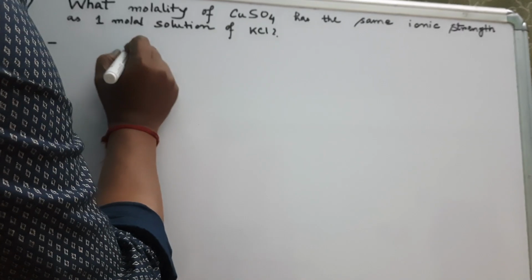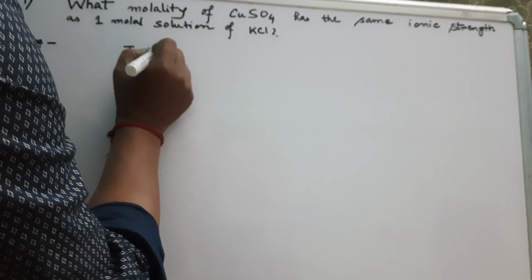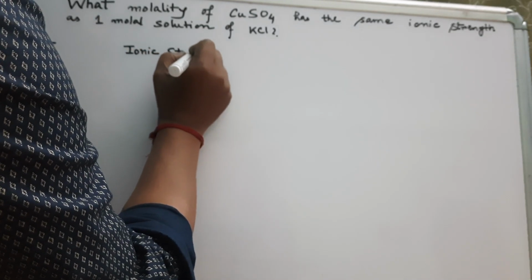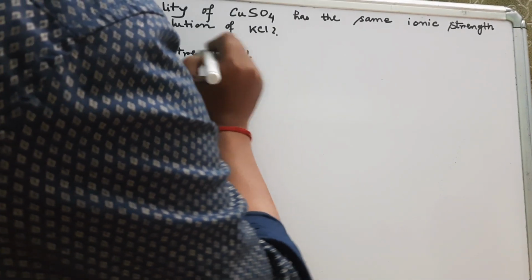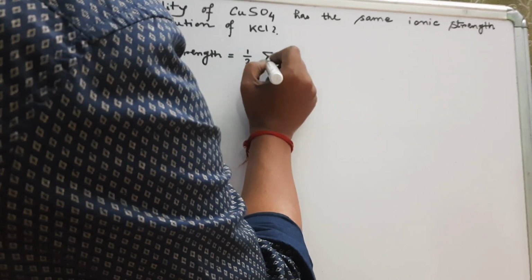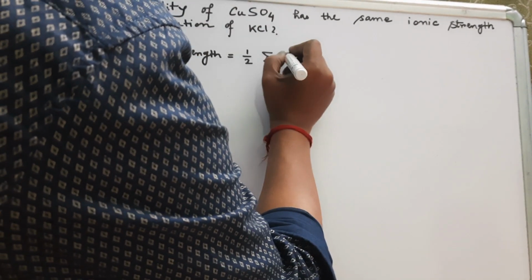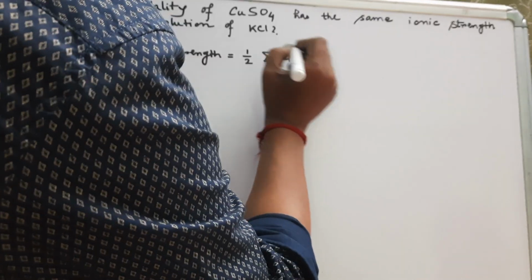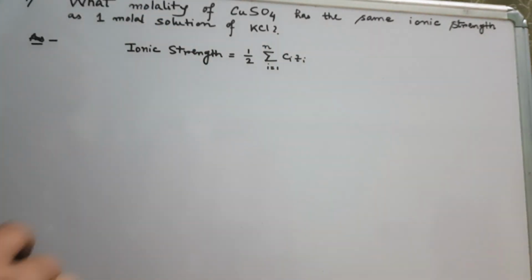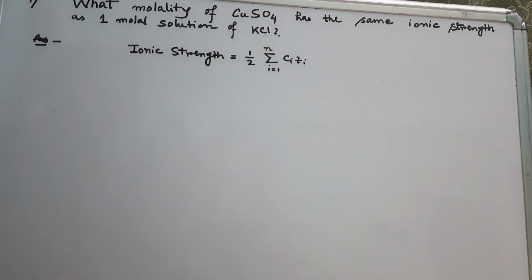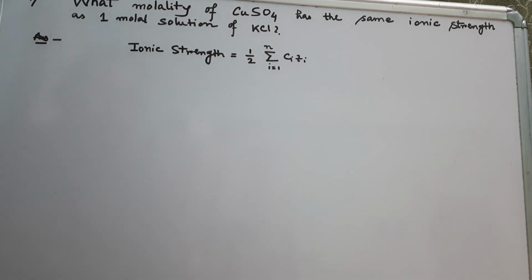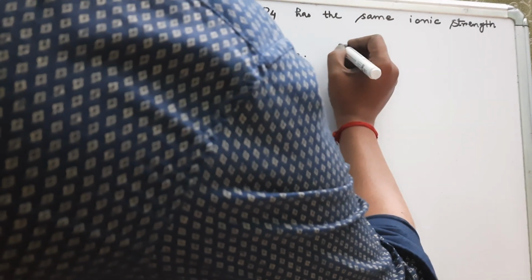The formula of ionic strength is given as half the sum over i from 1 to n of Ci Zi. So this is the formula of ionic strength. You can write it in your copies, otherwise you will all forget. So please keep your copy available while you are watching this video.